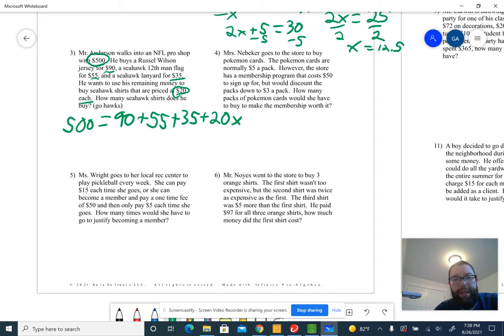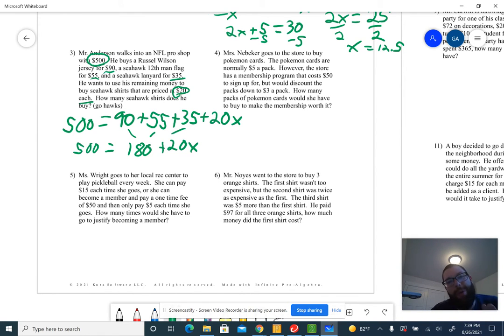Okay. Now I do have some like terms here, right? I've got 90 and I've got 55 and I've got 35. I can combine all of those. Boom, boom, boom. And I'm going to get 500 is equal to 180 plus 20x. Ooh, that got simple real quick, right?